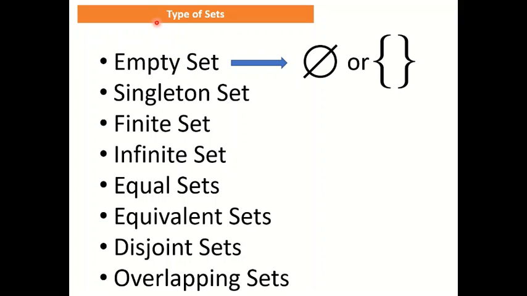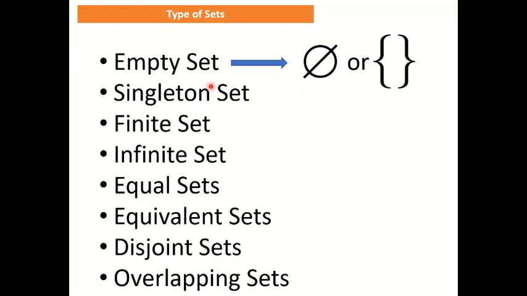Now we are moving to types of sets. Okay, types of sets. First one is empty set. Next is singleton set, finite set, infinite set, equal sets, equivalent sets, disjoint sets, overlapping sets. Okay, first we are moving to empty sets.